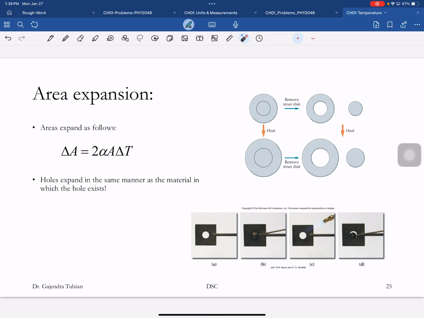Okay, so here's how you think about it. It expands exactly like the material surrounding it. So if this were aluminum, this gap expands as if it were aluminum. If this were steel, it expands as if it were steel. Think of a solid disk. When you heat this, this expands, and that would expand just like the surrounding material. So if this material was not there, the gap would expand just like that.